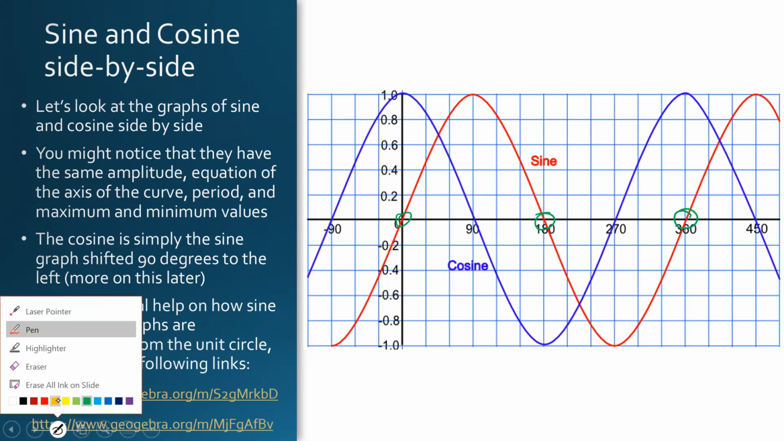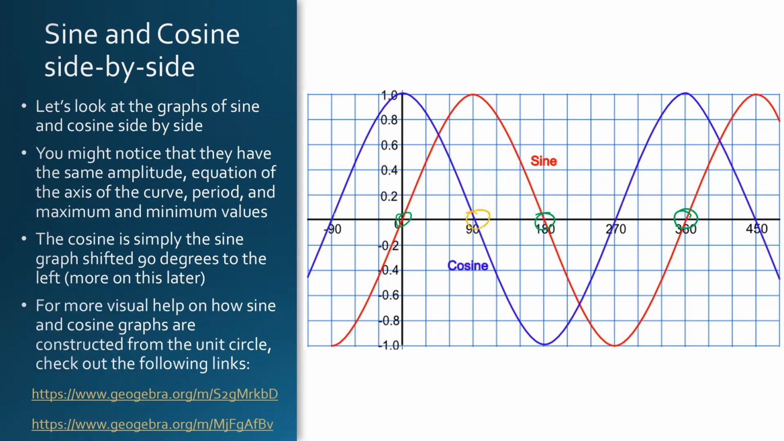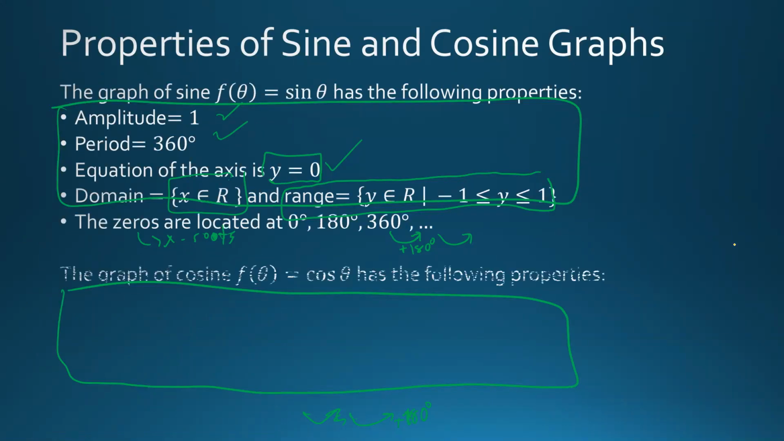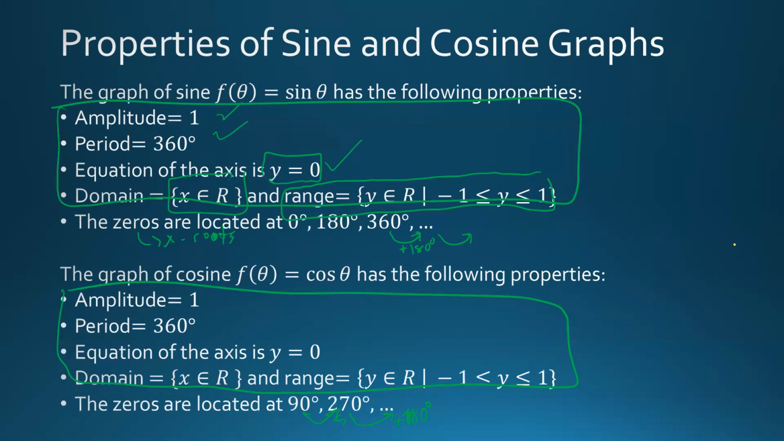And then in blue, for the cosine graph, we can see here that our zeros are at -90 degrees, 90 degrees, 270 degrees, and of course the next one is 450 degrees. So we're essentially just adding 180 each time to get to the next x-intercept. So I hope that covers the key properties that we have for the sine and cosine graph.